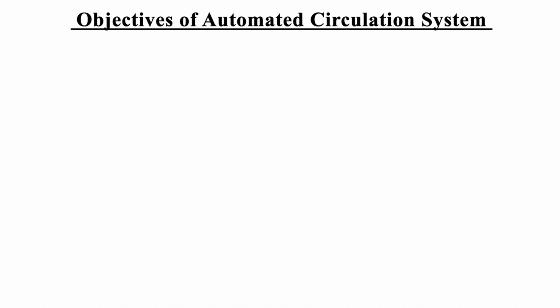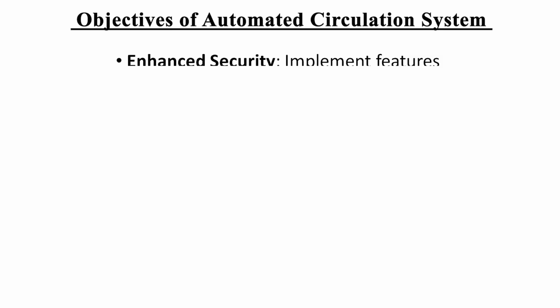So, objectives of automated circulation systems: enhanced security. Implement features like RFID tags. Why RFID tags? Why should they be there? They should be in the book, and there should be an RFID gate so that people know whenever they use the books. Even with an RFID tag, there can be a drop box. People can drop books in the box anytime, and that box can be kept in other places. So these RFID tags are important to trace the books.